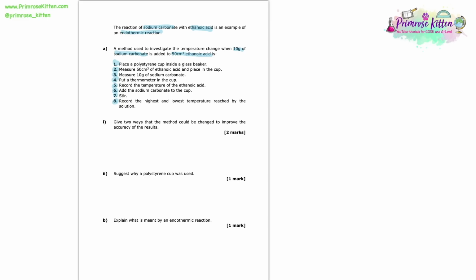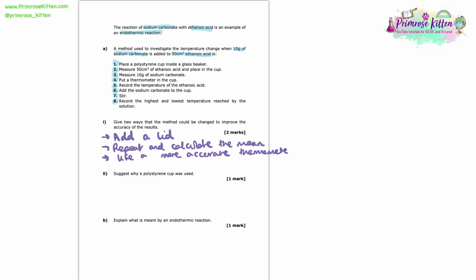So here we're asked to give 2 ways that the method could be changed to improve the accuracy of the results. So there's a few different ways we could do this. We could add a lid to prevent heat loss to the surroundings. We could repeat this experiment and calculate a mean for it. We could also look a bit more at the apparatus and maybe use a more accurate thermometer, for instance, a digital thermometer. Now, we haven't got too much information about that previously, so it might be a suitable suggestion there.